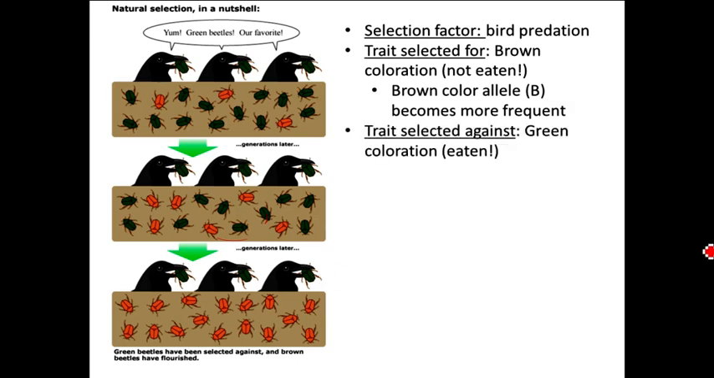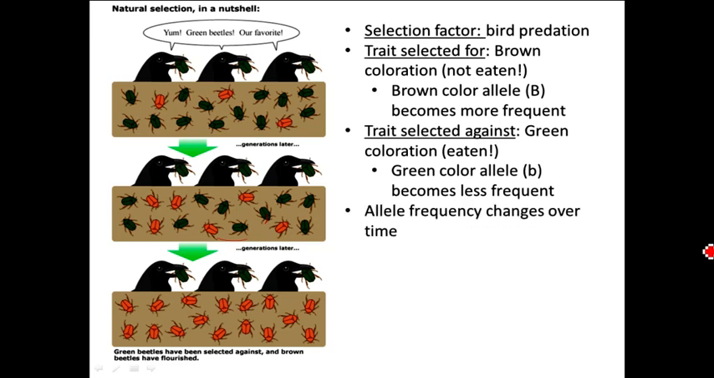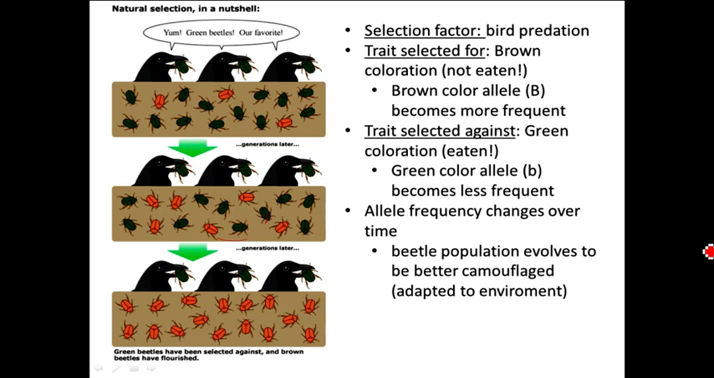The trait that's selected against in this case is the green coloration, and that's because those ones get eaten. So they are taken out of the population, and the green color allele will become less frequent in the population. The allele frequency changes over time, and the beetle population evolves to be better camouflaged or adapted to their environment.